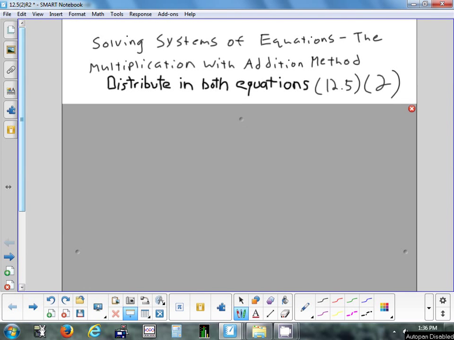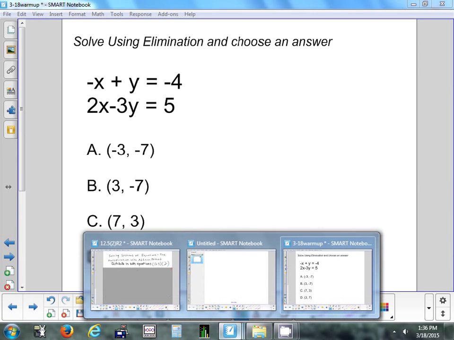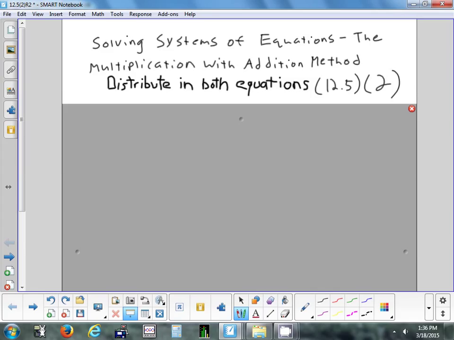All right, so today's going to be our last day on elimination. Okay, first day we did it. We had the easy problems that were mostly lined up. Numbers were already opposites for us. Yesterday we had to use the distributive property just in one equation, just like the warm-up you just did. We had to multiply everything by 2 in that top equation. Now we're going to look at what happens when you have to multiply in both.